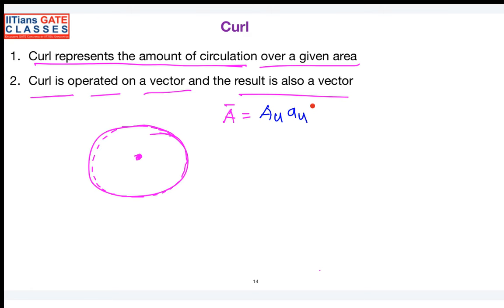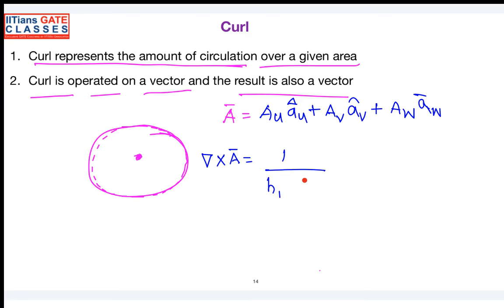1 by H1, H2, H3. And the first row represents the unit vectors. You would have seen this in your mathematics also, the same thing I was writing. The extra thing added here are the scaling factors. The second row will be the differentials, dou U.